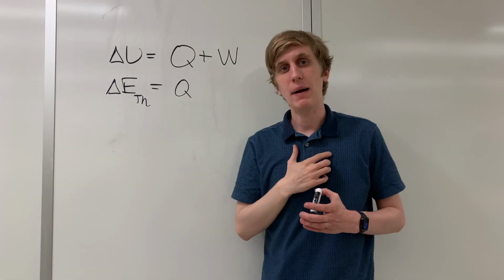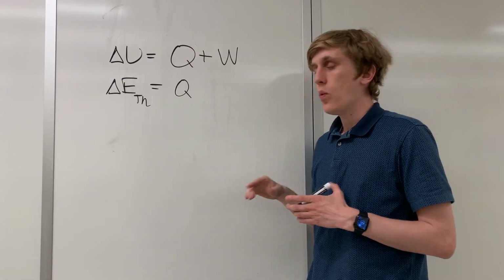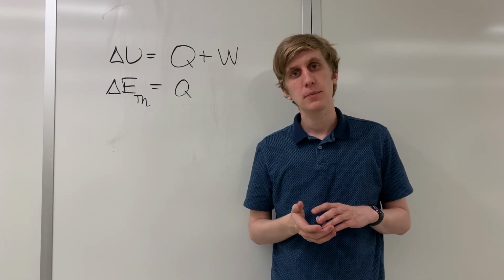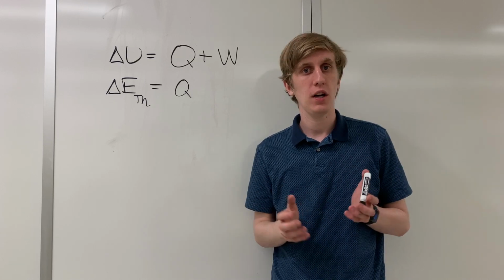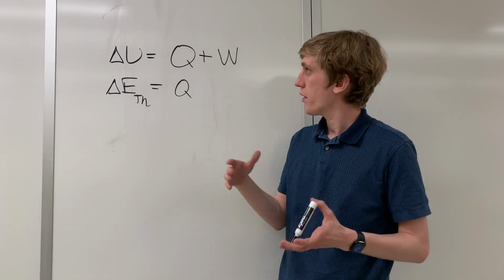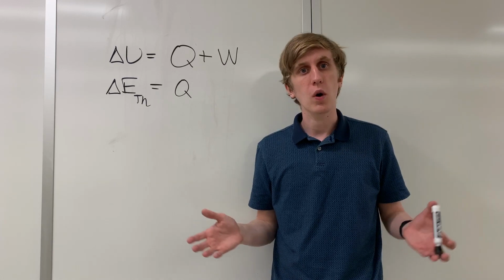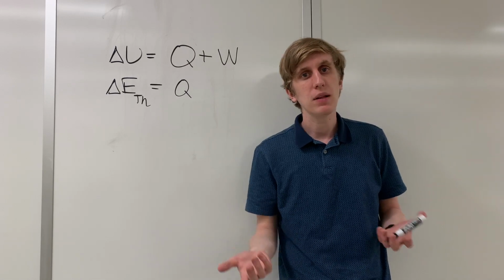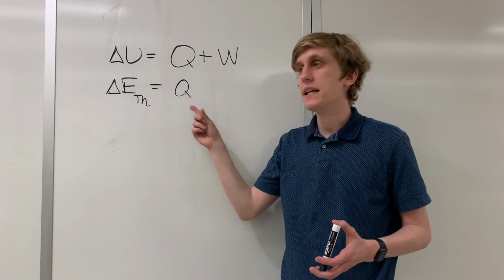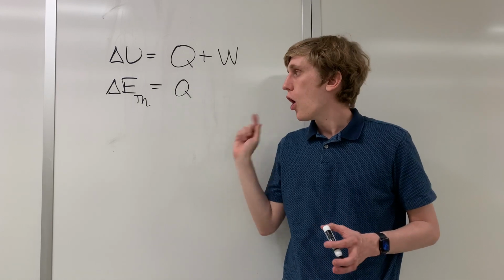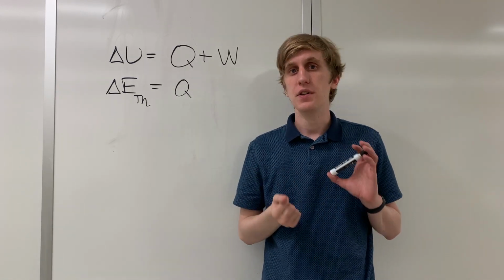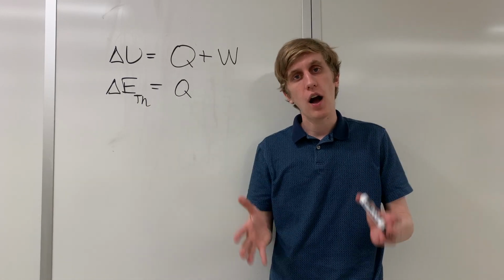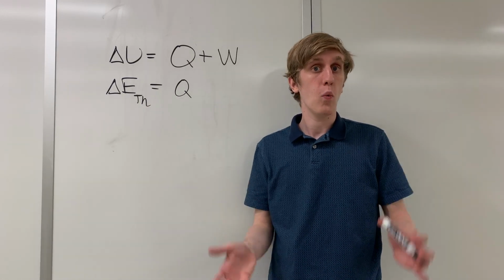And lastly, what about W? Well, we said that we're doing this as a constant volume process. How much work is done during a constant volume process? The answer is just 0. No work is done during a constant volume process. So our equation is complete. Delta E thermal is equal to Q. In other words, all the energy that we add to the system will go directly into changing the thermal energy of the particles. In other words, warming them up.